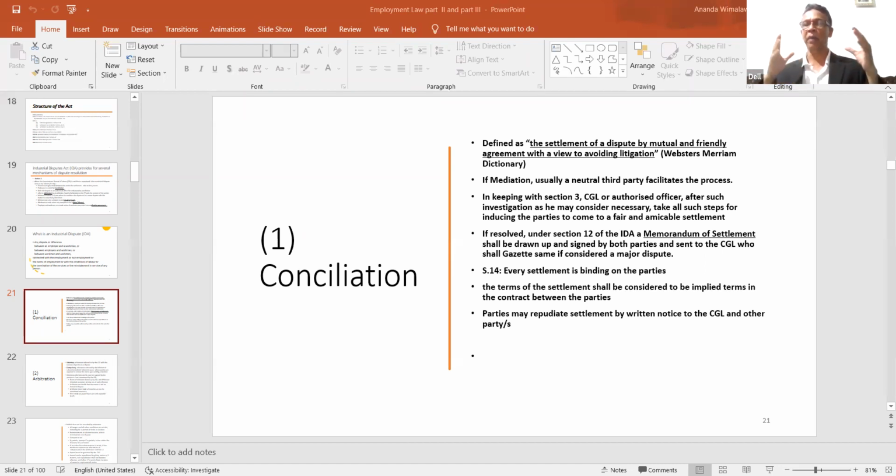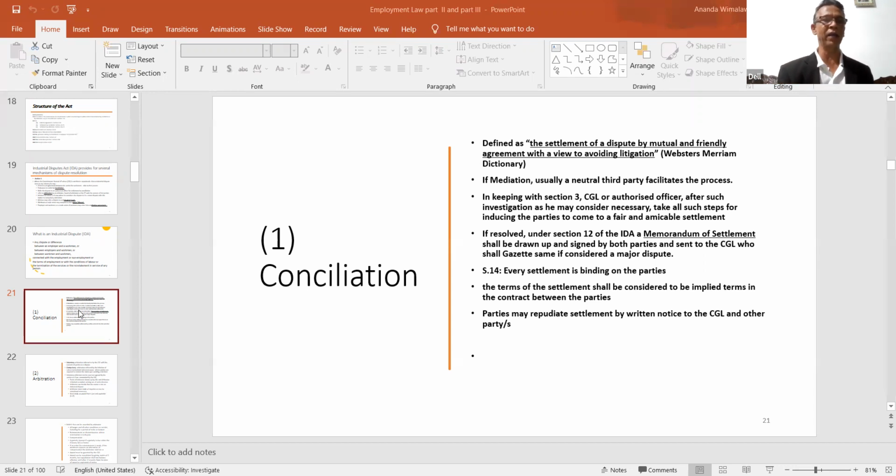So parties will be asked to come to the Labor Department, and the Labor Department hears the cases, and finally the Labor Department gives instructions, not a decision. If the parties agree, then we sign an agreement. It is called the Memorandum of Understanding. Then it becomes a legal document, and all provisions stipulated in that become implied terms and conditions of the contract of employment.